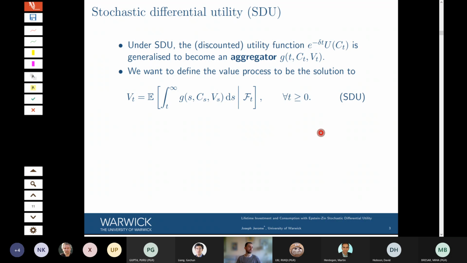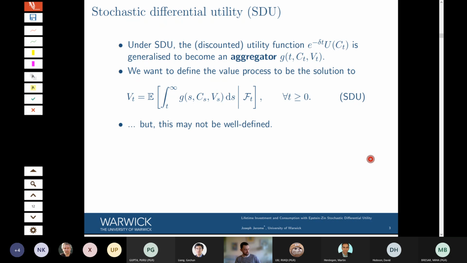So we want to define the value process for stochastic differential utility to be given by the following. Vt is equal to the conditional expectation at time t of the integral from time t onwards of consumption aggregated with the utility process. By introducing a nonlinearity here, we're going to allow ourselves to separate risk aversion and intertemporal complementarity. That's all well and good, but at the moment we don't necessarily know that this integral on the right hand side is in fact well defined.